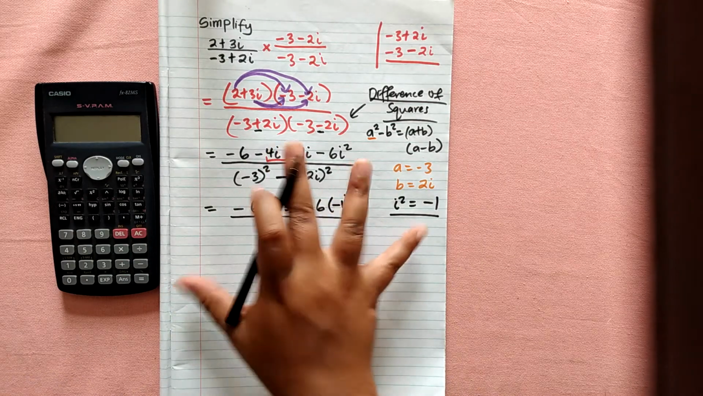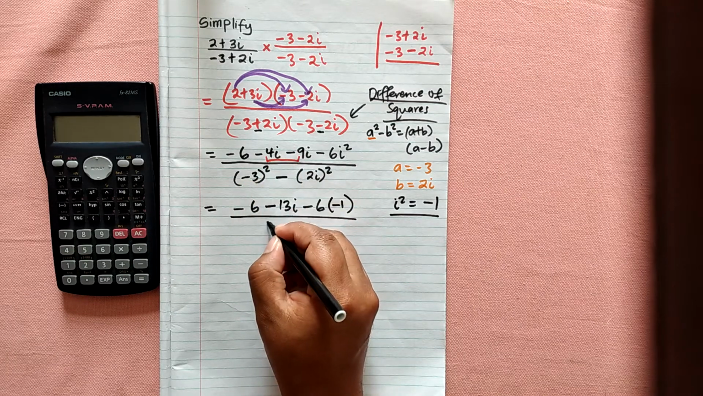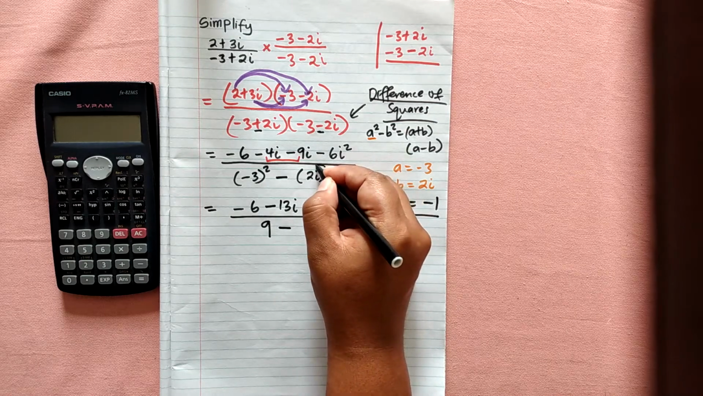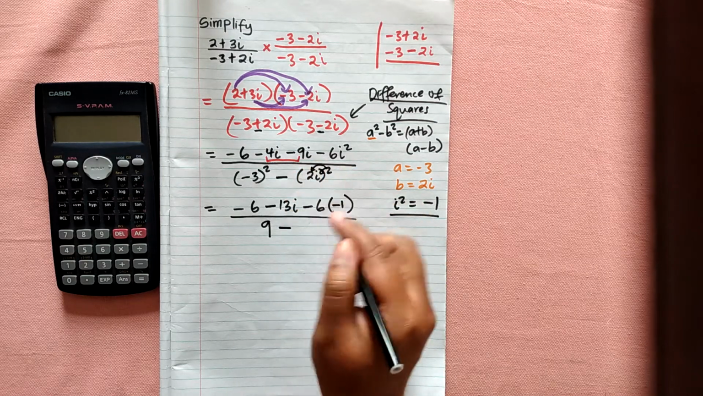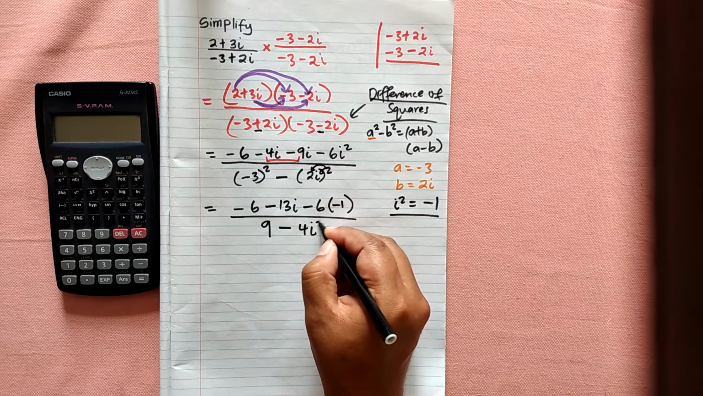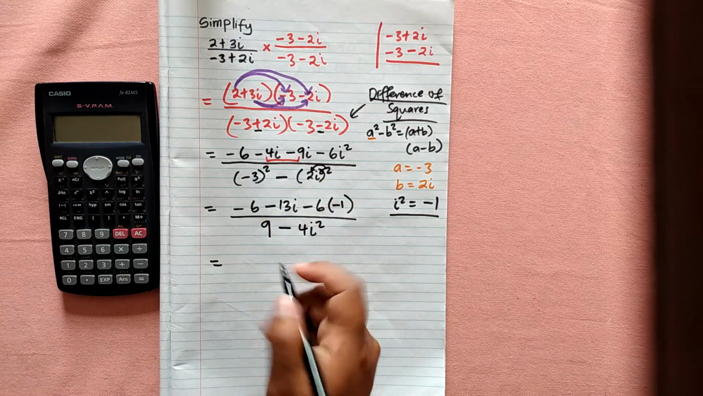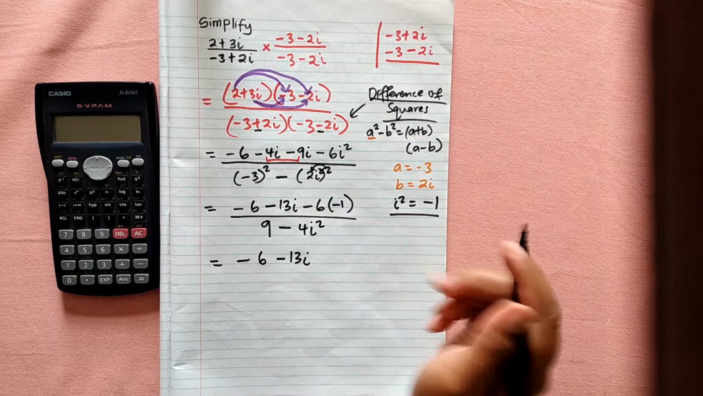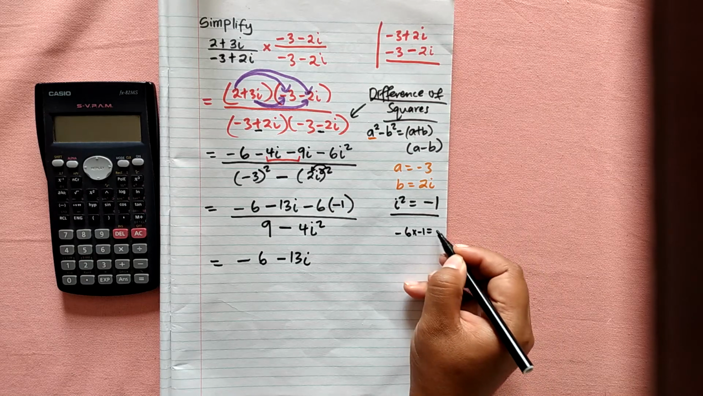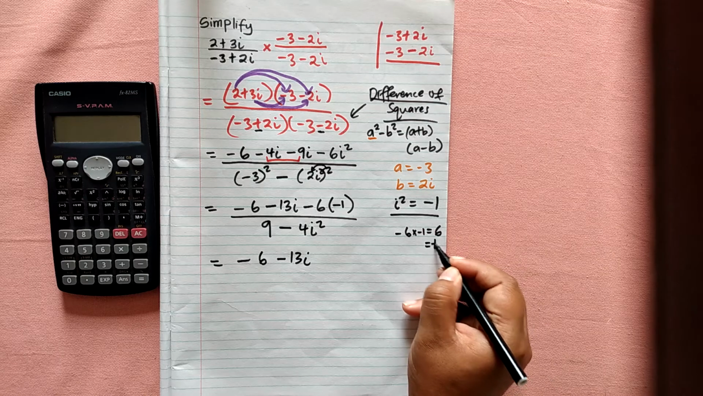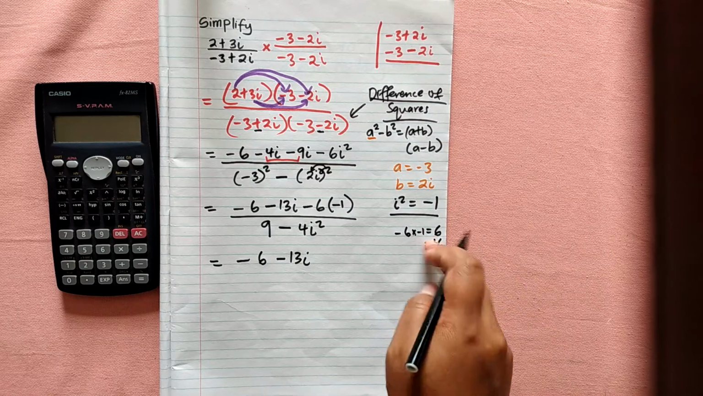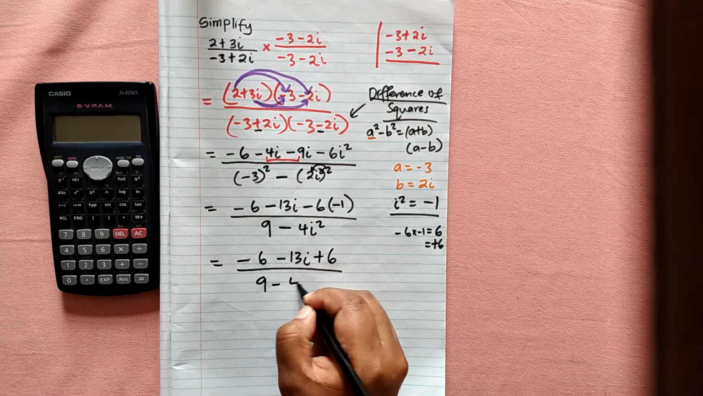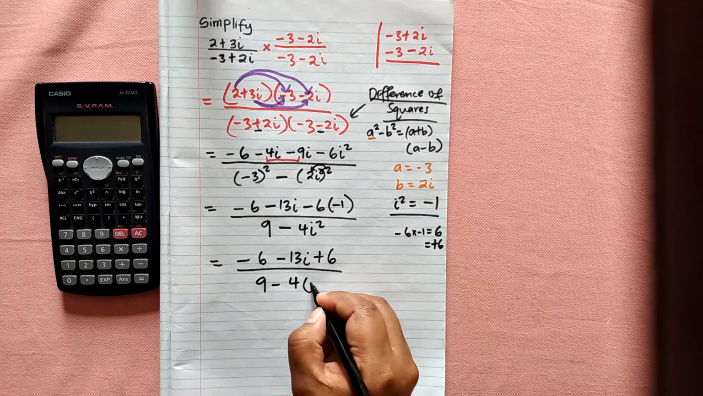Okay, so in our denominator, negative 3 squared will give us positive 9. The minus from the formula. Be careful here, the square will go to both. So that means 2 squared will be 4 and i to the power 2 is i squared. Okay, so from here solving further, negative 6 minus 13i, negative 6 times negative 1 will give us positive 6, and positive 6 we can also write it like this, with the plus sign, and that plus sign will come here, plus 6 divided by 9 minus 4 times i squared, and i squared is equal to negative 1.